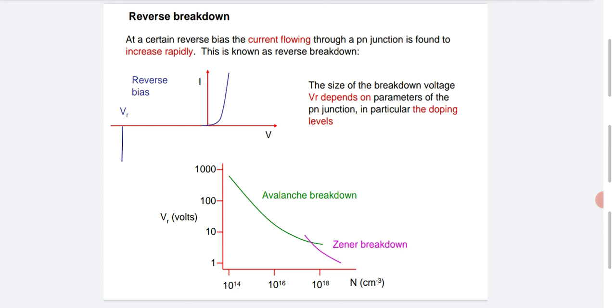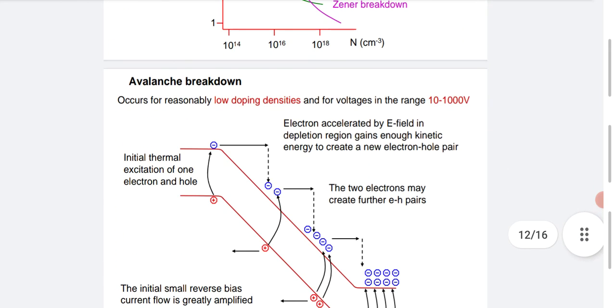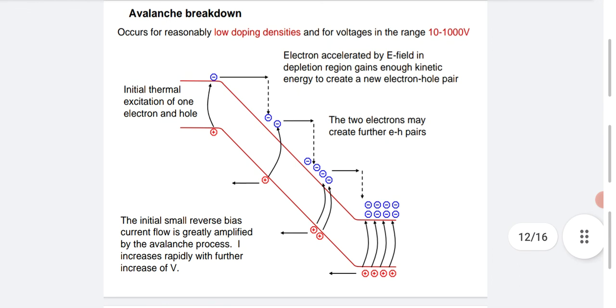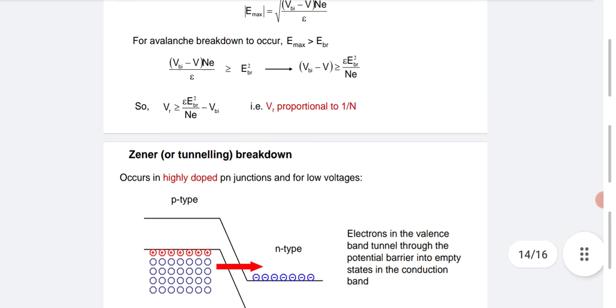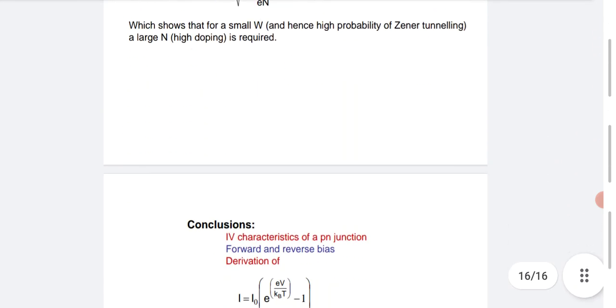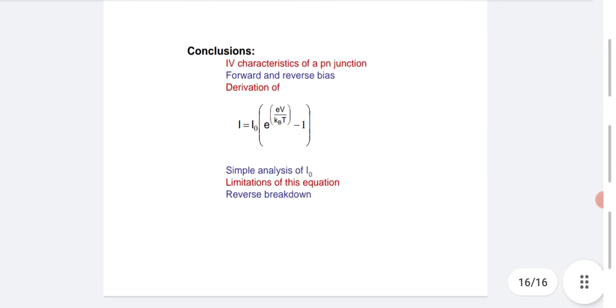At a certain reverse bias, the current flow through a PN junction is found to increase rapidly. This is known as reverse breakdown, because the applied external potential is very large. The size of the breakdown voltage depends on the parameters of the PN junction, except for doping levels. So there are two types of breakdown, avalanche breakdown and Zener breakdown. What happens in avalanche breakdown, we will see in the next lecture, and the Zener diode also. Okay, thank you very much.